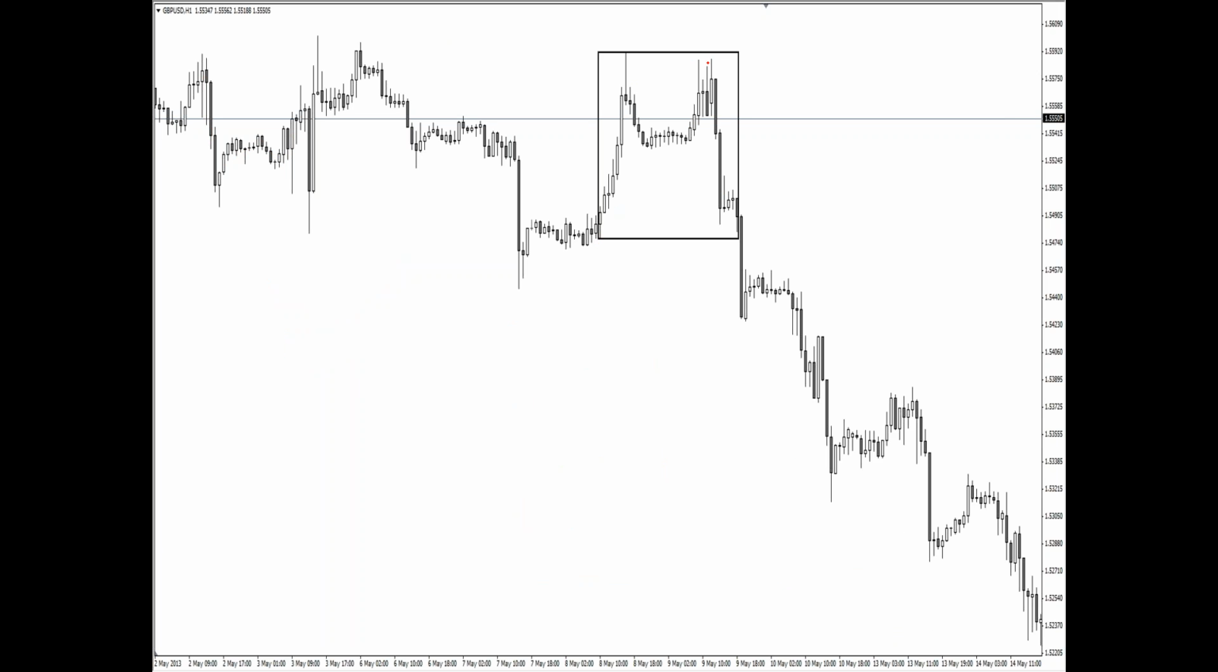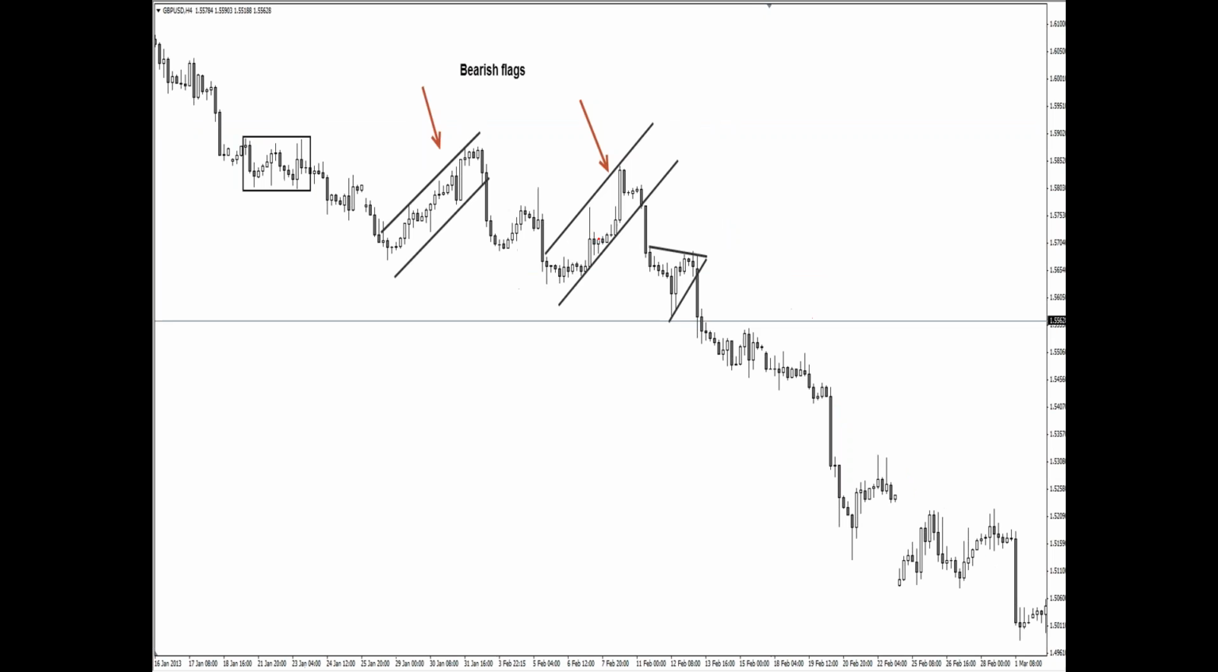Those are almost symmetrical tops, and because of that we have here almost symmetrical bottoms, and this is indeed a rectangle. And you see the reaction after the rectangle breakout. There was a retest of these levels here, and then a breakout to the downside. So this is an M pattern inside a rectangle.